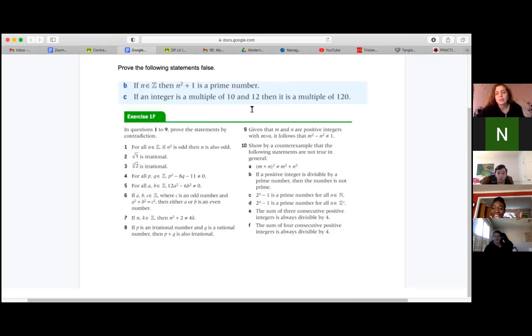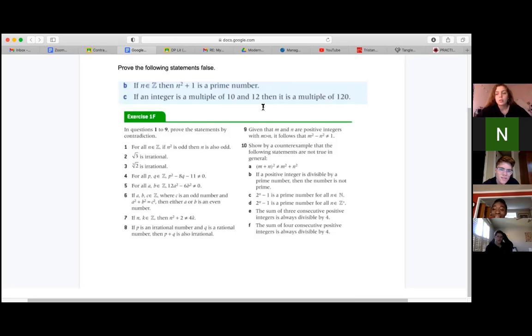Do you understand why? So 60 is not a multiple of 120, because the multiples just keep on going up. We know 60 is a multiple of 10 and 12, but 60 is not a multiple of 120. So therefore this statement is false.